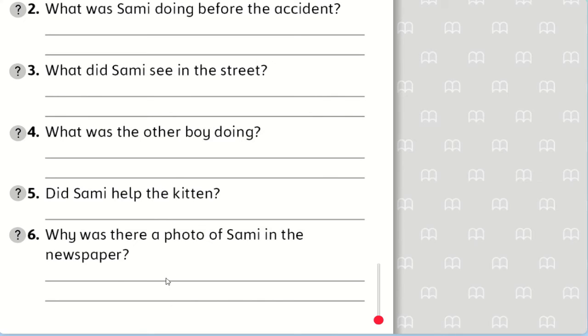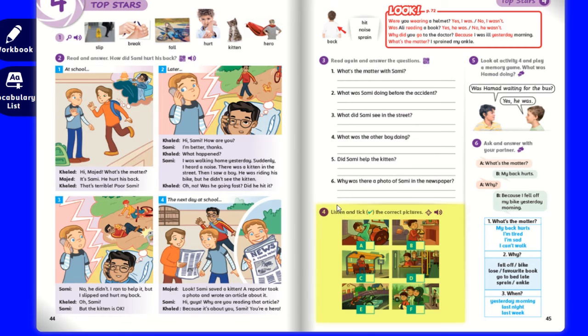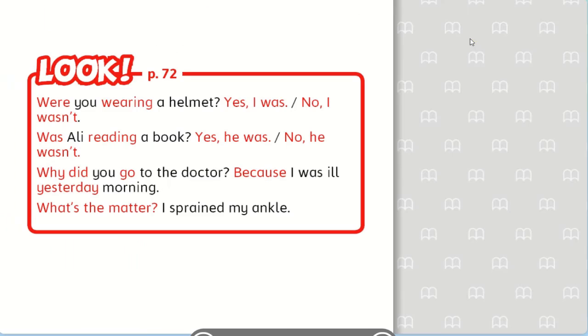Why was? And etc. So again, in the logbox, we will focus on answering the questions about past events or past actions. Were you wearing a helmet? You will answer by yes or no. Yes, I was. No, I wasn't. Was Ali reading a book? Yes, he was. No, he wasn't.